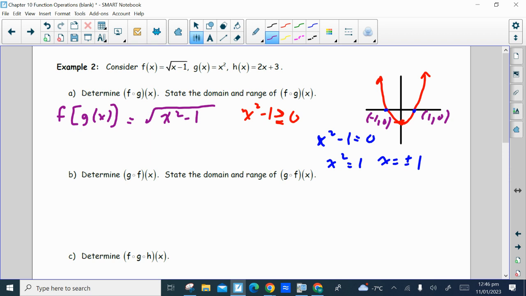So our restrictions here are that, and we can write it as our domain, they will go from negative infinity to negative 1, and the negative 1 can be included, because when you let x equal negative 1, you'll get 0 under the radical, and the root of 0 is still 0. But also from positive 1 to positive infinity. This is the domain. It comes from the restrictions.